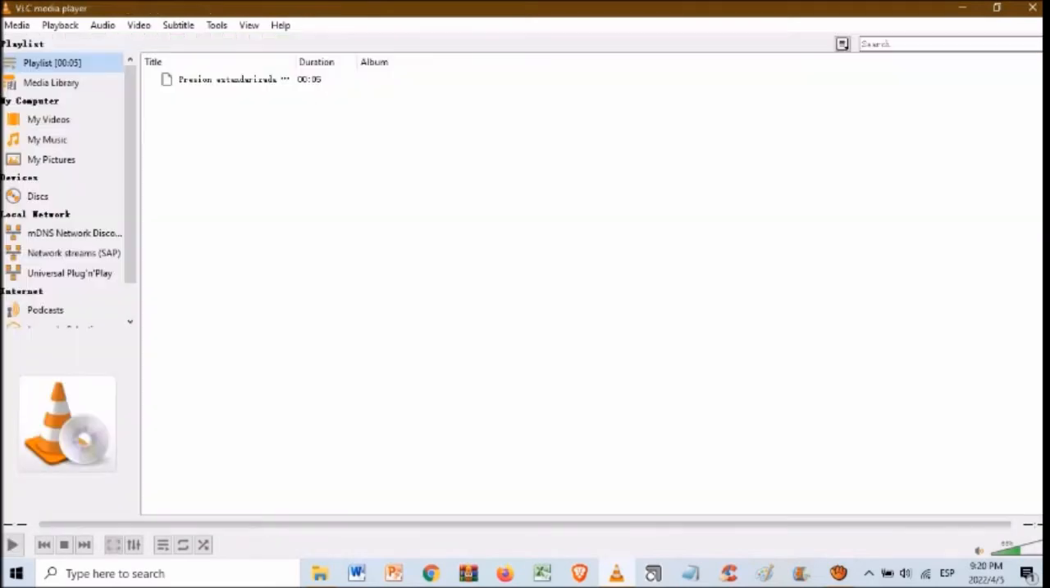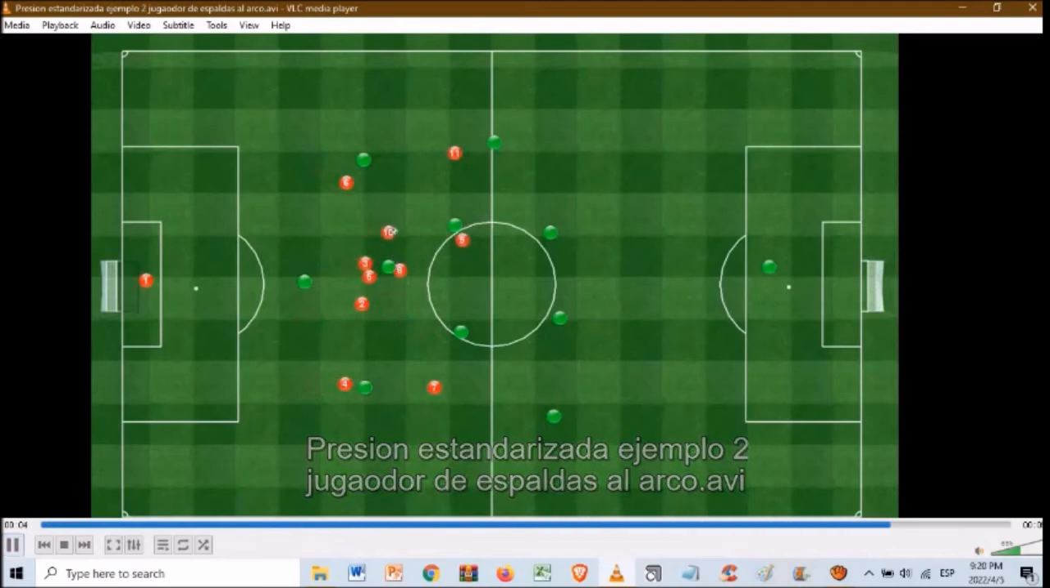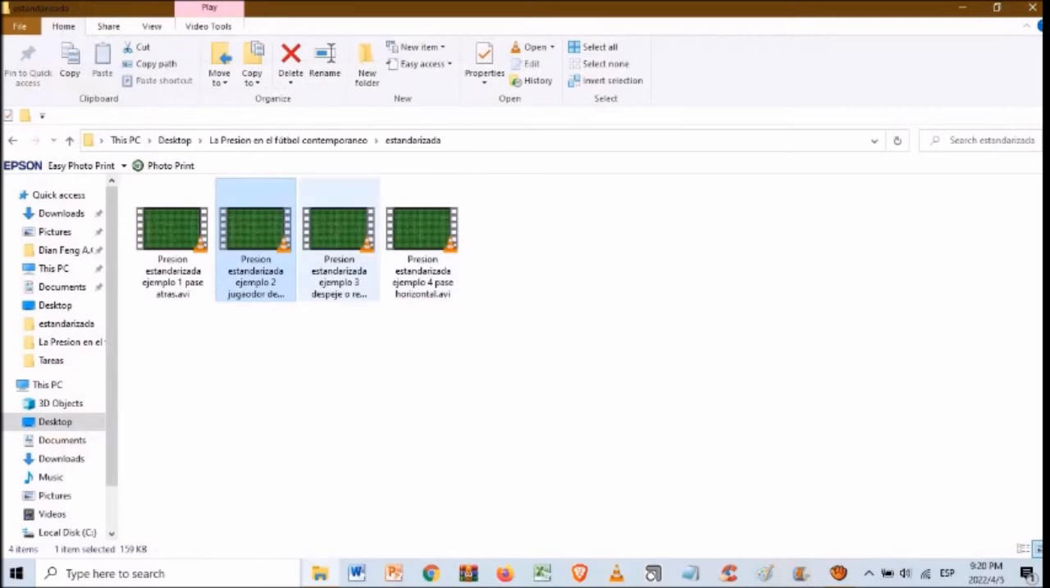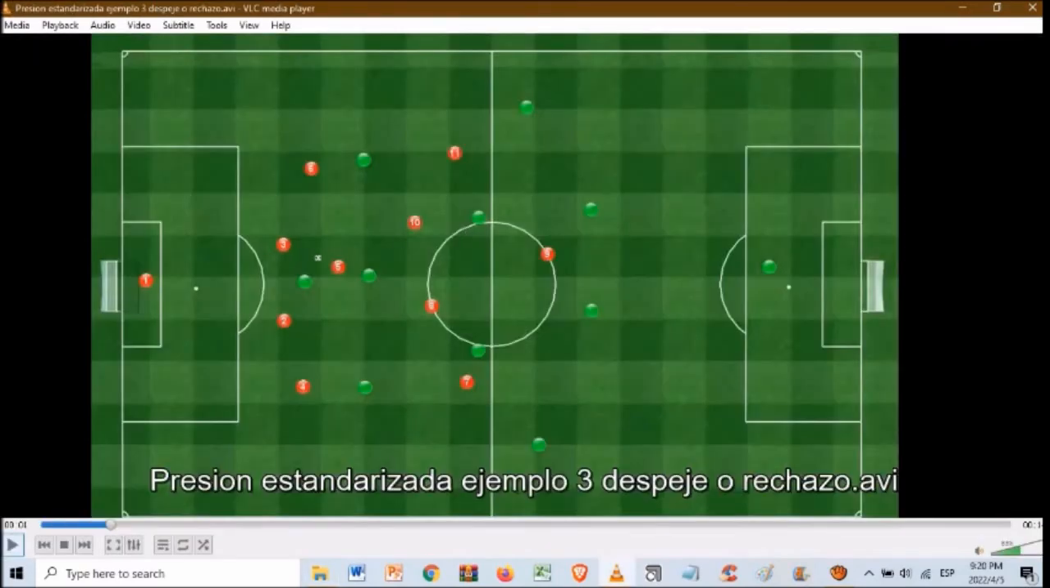In this case, the same thing. There's pressure on the ball, okay. Our team will reduce space, okay. Same case here, same situation. Pressure on the ball, team will reduce space, okay.